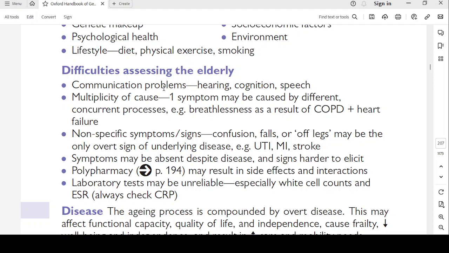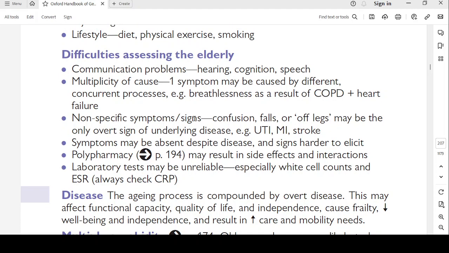Difficulties in assessing the elderly. Communication problems. When you are assessing the elderly, there will be communication problems because the elderly may not be able to communicate what the problem is: hearing, cognition, speech. Multiplicity of cause: one symptom may be caused by different concurrent problems, like breathlessness as a result of COPD and heart failure. Non-specific symptoms or signs: confusion, falls, off legs may be the only overt sign of underlying disease.